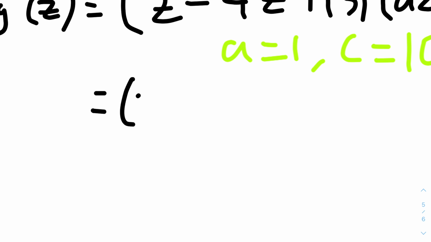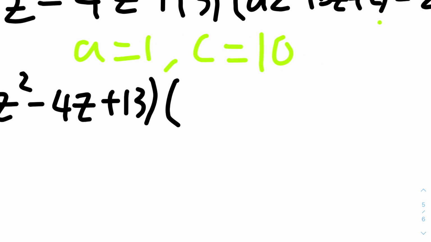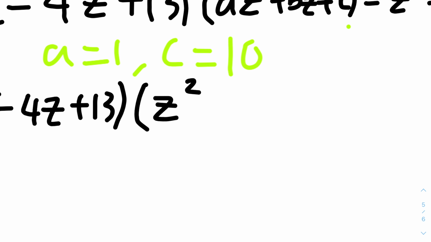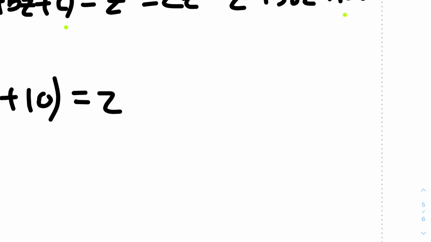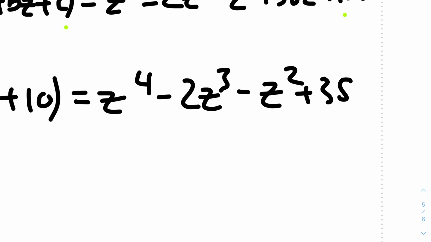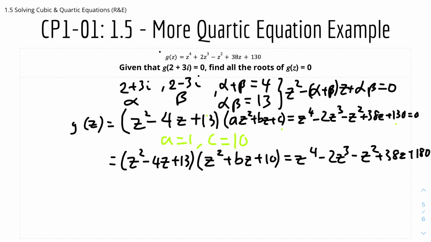Which means that it's equal to z squared minus 4z plus 13 times a, which is 1, so it's just z squared plus bz plus 10 equals the whole equation on the right, z to the power 4 minus 2z cubed minus z squared plus 38z plus 130, like so. That means we can just compare some terms, and I'm just going to use the z cubed term because we did it just now. So we're going to find the z cubed coefficient on the right here.